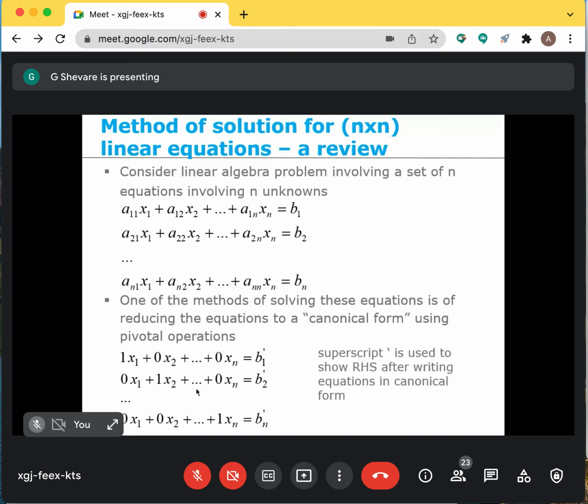So this review has something related to the linear programming problem, but it's not a part of linear programming. It helps in understanding the simplex method. So this is the beginning of the simplex method, and it requires some revision of the solution of simultaneous linear equations.